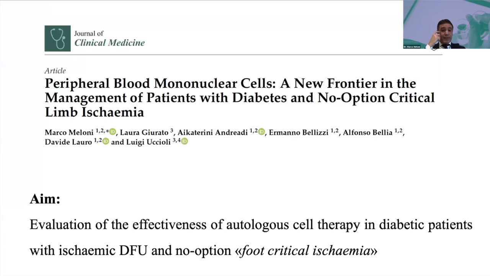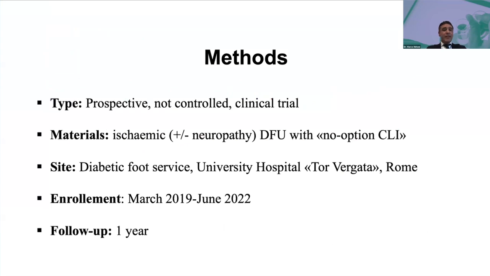In this study, we evaluated the outcomes of patients treated by autologous cell therapy in the case of ischemic DFU and no-option critical foot ischemia with the absence of any vessel below the ankle. The study was a prospective, non-controlled clinical trial, including patients with ischemic and neuroischemic DFU and no-option critical limb ischemia. It was developed in a single center, the University Hospital of Tor Vergata in Rome, with enrollment performed between March 29 and January 22. After the treatment, patients were followed for 1 year.